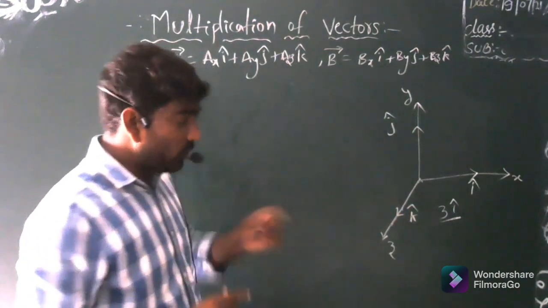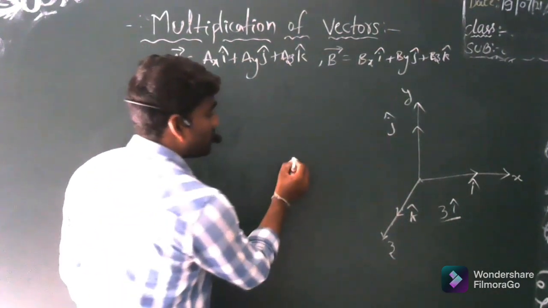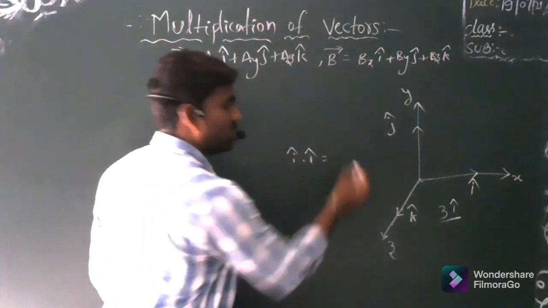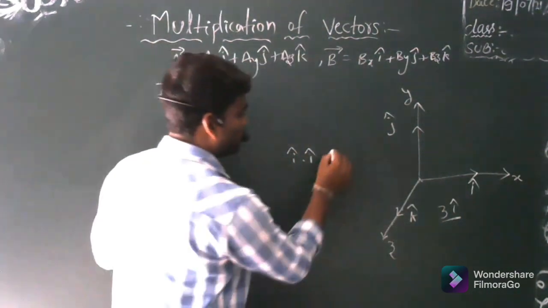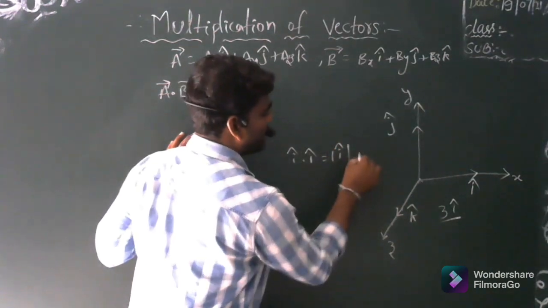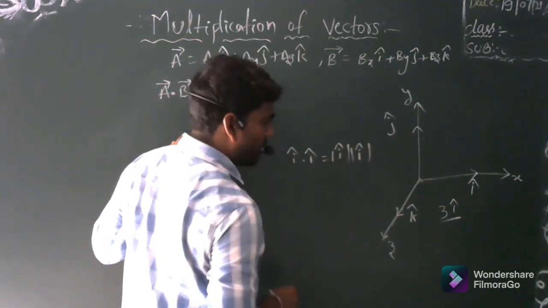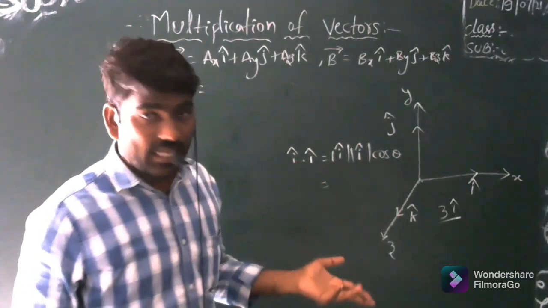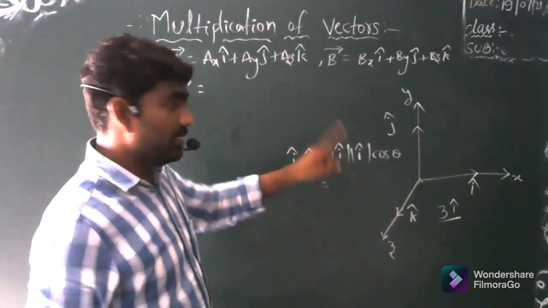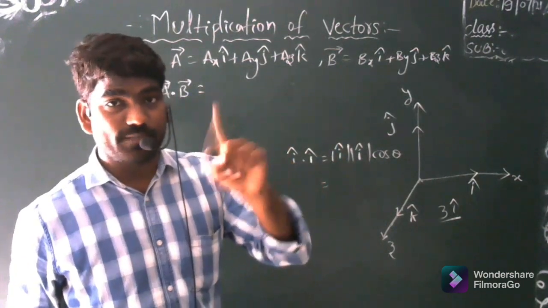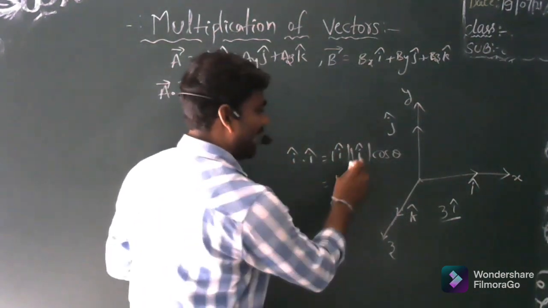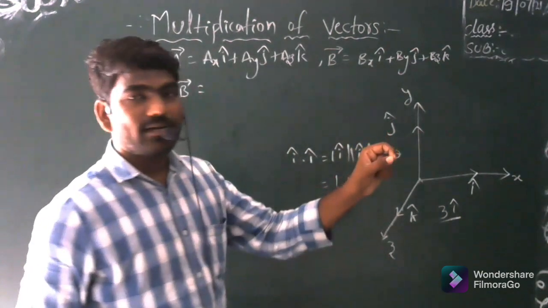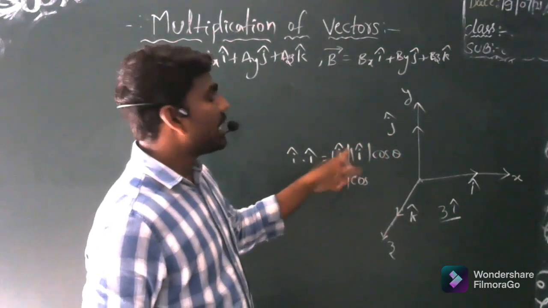Right. Now, if you find out the dot product of i cap dot i cap, what will you get? Our general formula: magnitude of i cap into magnitude of i cap, then cos theta. Here i cap is a unit vector, already we know, nothing but its magnitude is 1 unit, and this is also 1. And cos, what is the angle between the i cap and i cap?